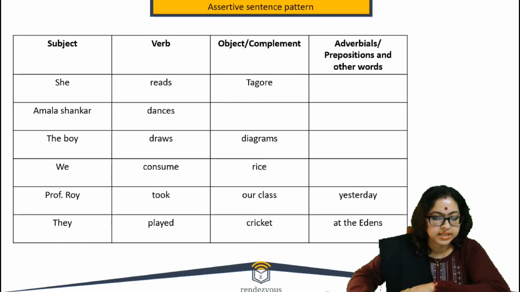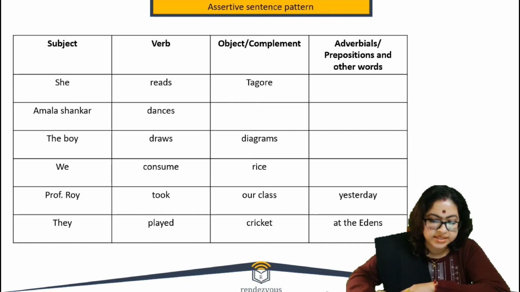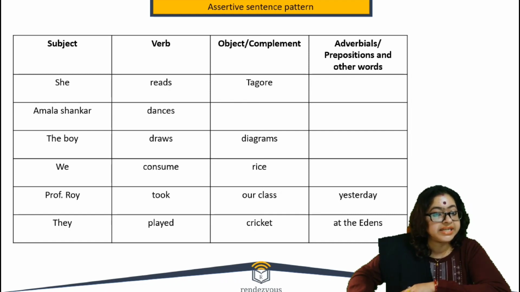Now you will see that adverbials and prepositions and other words, this part of the sentence, is not followed by all the examples. This part has been left vacant by some of the sentences. So that part is not mandatory. What is mandatory is the SVO structure. Or should I say even the object is not mandatory. But there must be a subject and a verb in multi-worded sentences.